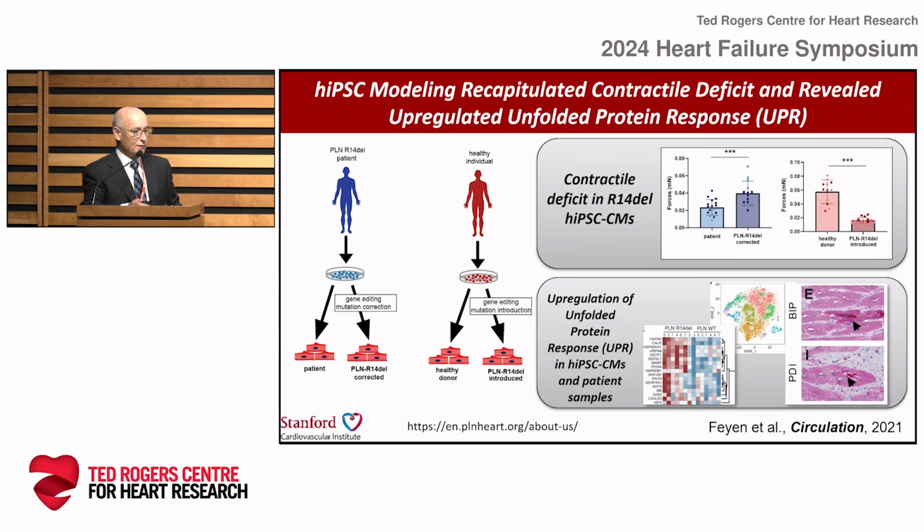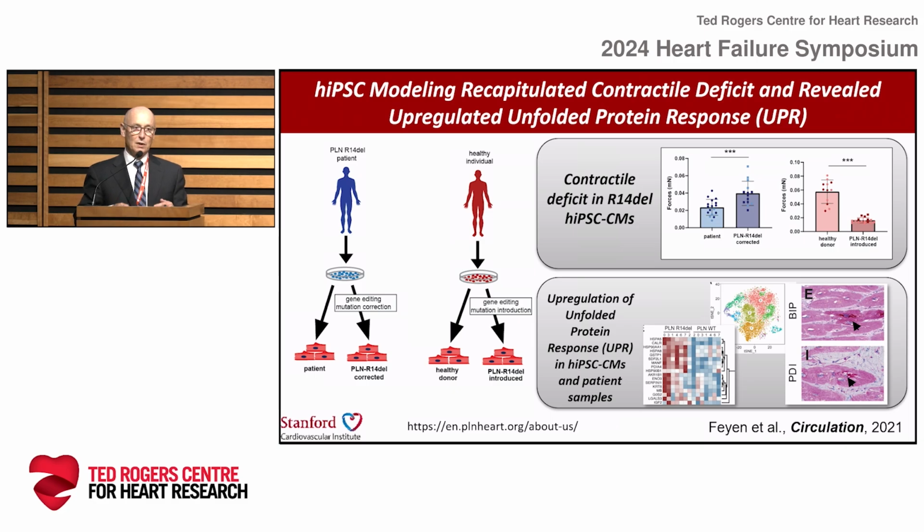So we derived iPS cells from a patient, and then we corrected those iPS cells using CRISPR. We've also introduced the mutation into a healthy donor's iPS cell, so we ended up having multiple isogenic pairs. And the isogenic cells serve as a control for the patient cells. So as you can see in this slide, the contractility is diminished in the patient line, and it's diminished also in the healthy donor line when the mutation is introduced relative to its own isogenic control.